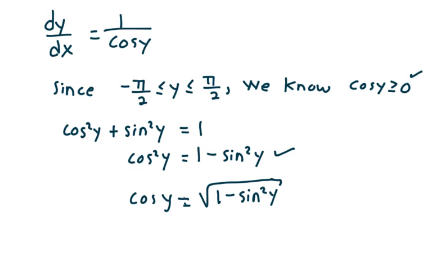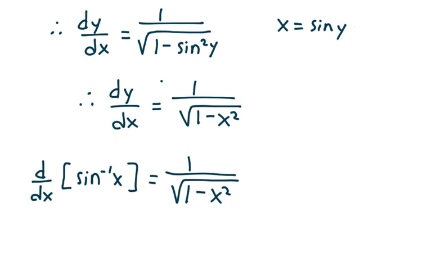And what we're going to do is replace cosine y with square root of 1 minus sine squared y. So dy dx is equal to 1 over the square root of 1 minus sine squared y. But x equals sine of y, so dy dx is equal to 1 over square root of 1 minus x squared. And thus we have shown that the derivative of arc sine x with respect to x is 1 over the square root of 1 minus x squared. So that's how we would derive that.